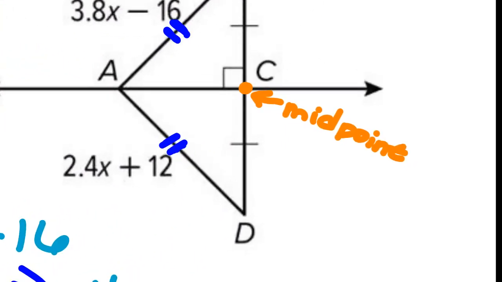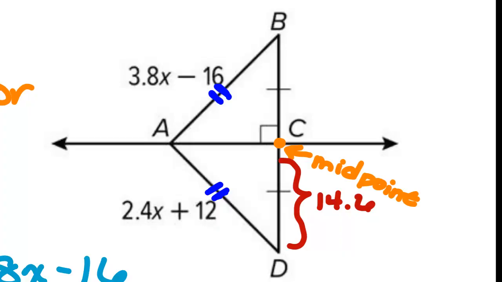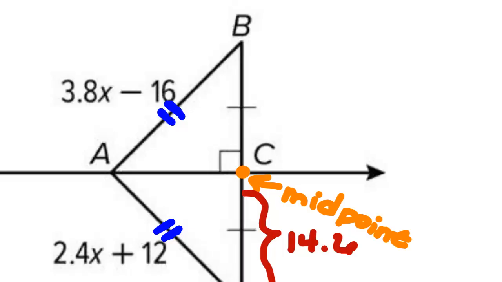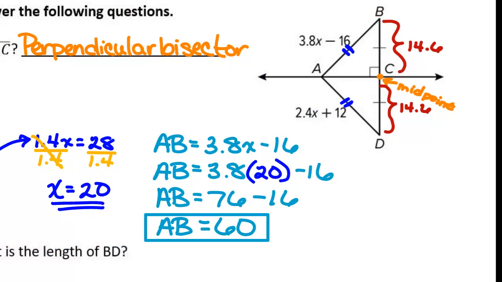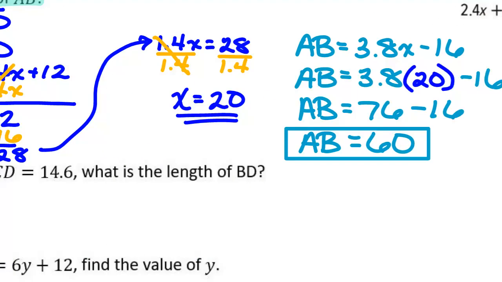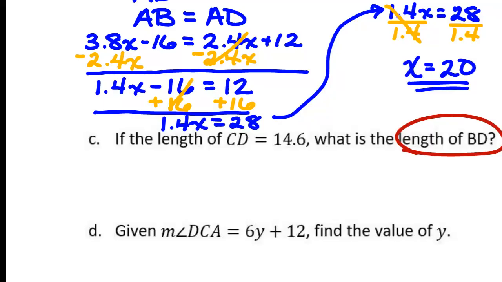Well, the length of CD, that would be this right here. We're saying that that's 14.6. If that's 14.6, what else do I know in the picture? That what? CB, yes, is 14.6. If that's what you said, I apologize. I just didn't hear. So if those are both 14.6, what do I do to find the length of BD? Add them. Or I could take the first one and multiply it by 2.